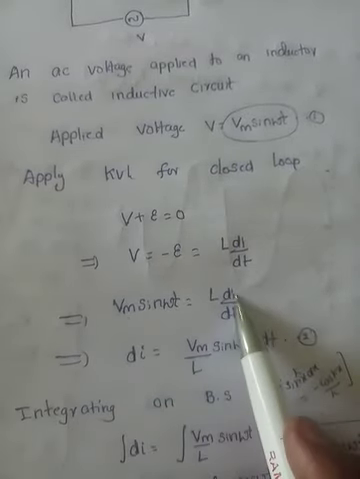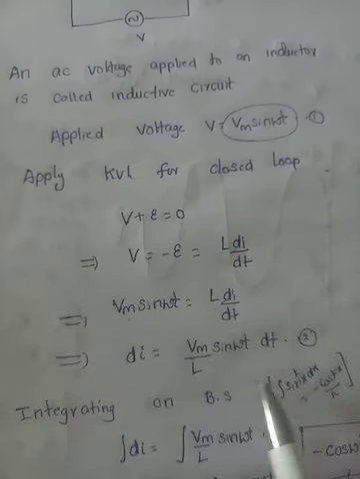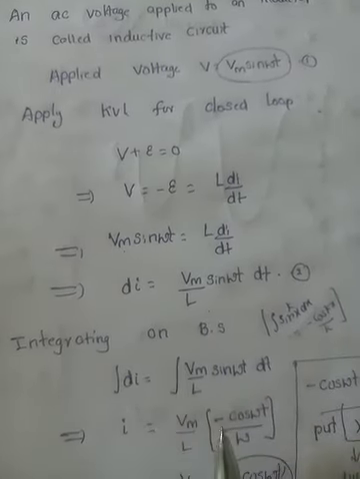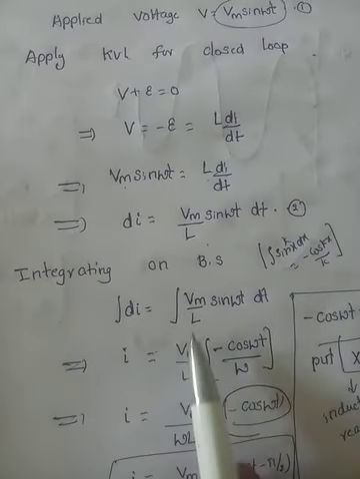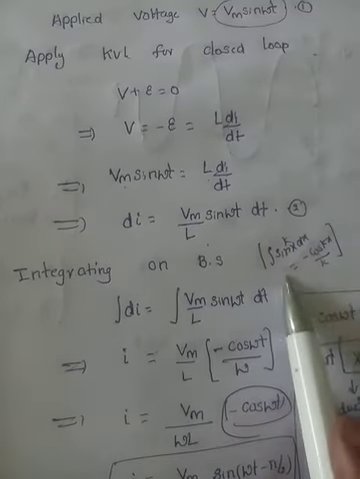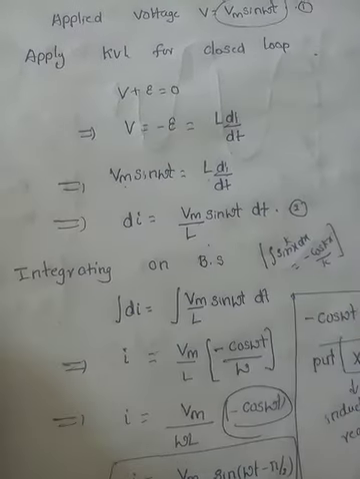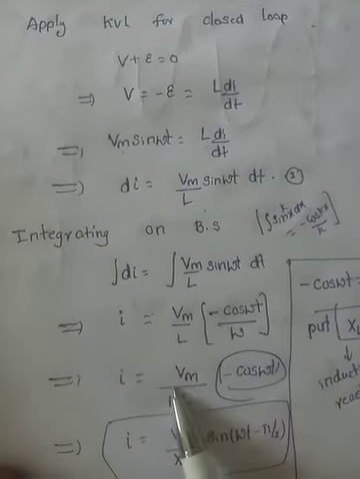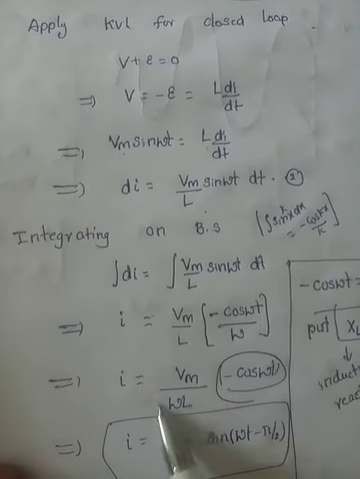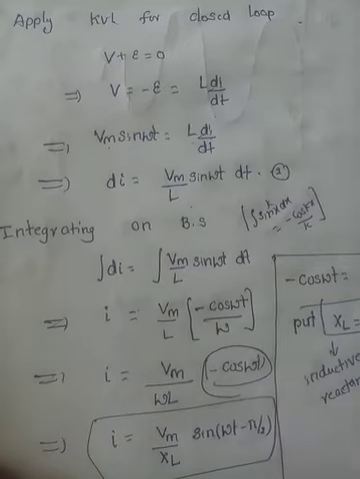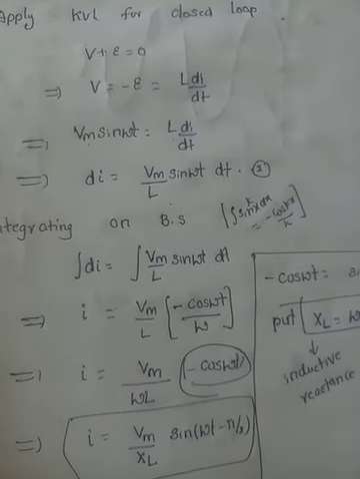We want current, so di is equal to Vm by L into sin omega t into dt. Integrating on both sides. Integration of di is I, Vm by L is constant. What is integration of sin x into dx? Minus cos omega t by omega. Omega will come here, Vm by omega L, where omega L is what? XL, called inductive reactance. Minus cos omega t can be written as what? Sin of omega t minus pi by 2.